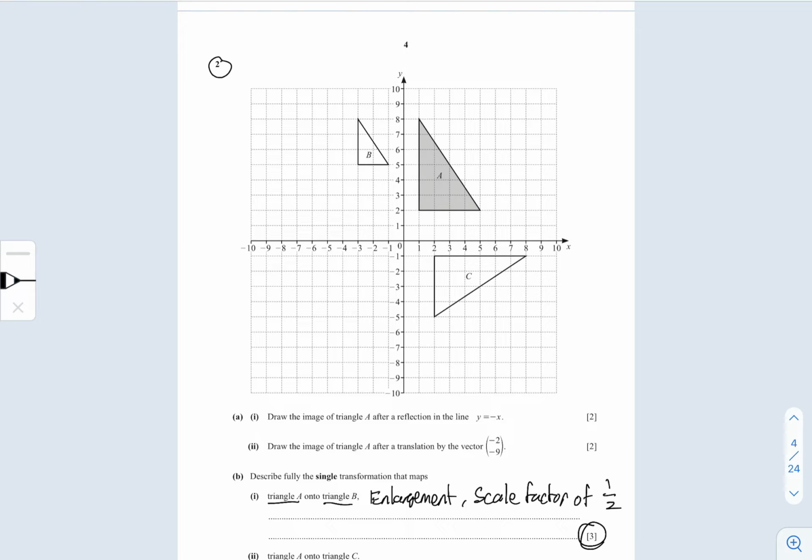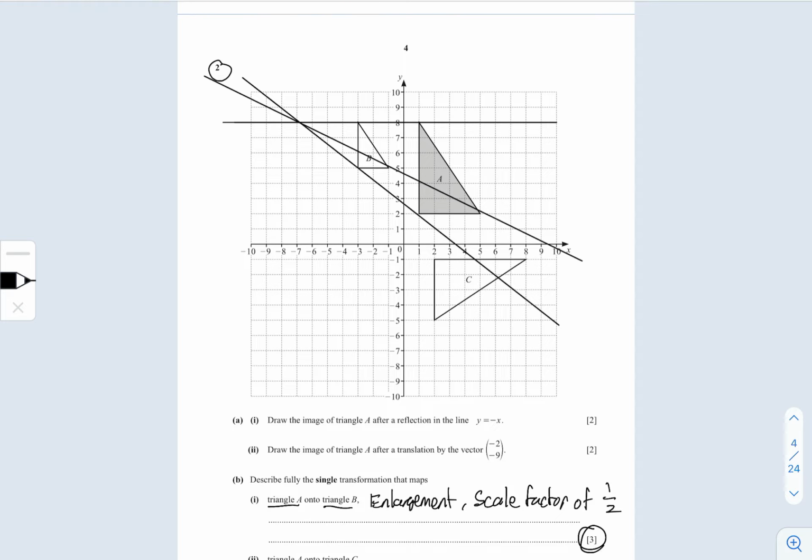Now, to find the last point, which is the center of the enlargement, what you have to do is join the 3 points together. So the last point you need for the final mark is the center of the enlargement. And what you need to do is join the 3 points of the 2 triangles together. So you need to draw a straight line that joins this point and this point together, that point and that point together, and this point and this point together. So let me draw that out and show you what I mean.